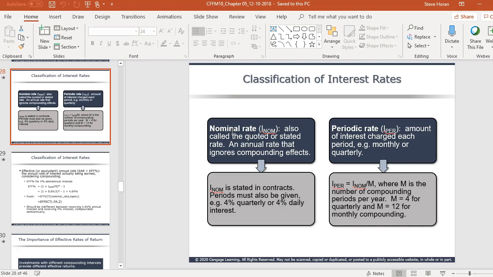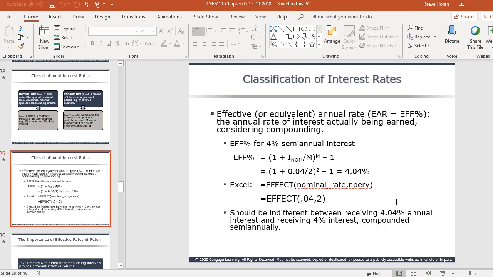12 times per year. So the periodic rate is the nominal rate divided by M, where M represents the compounding. So, semi-annual would be 2, quarterly would be 4, monthly would be 12, and so on. Okay, so it kind of just shows us that and how that turns out. So a 4% annual, if it's semi-annual, turns into 4.04%. If that nominal rate turns into the effective rate, it'd be 4.04.